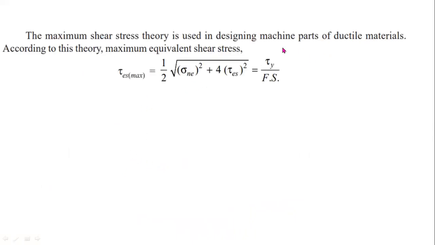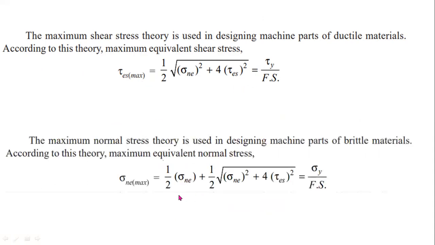This one is the maximum shear stress theory equation. This one is the maximum principal stress theory equation. By using these two formulas, you can find out the suitable diameter of the shaft. This is the maximum principal stress equation. This is the maximum shear stress equation.